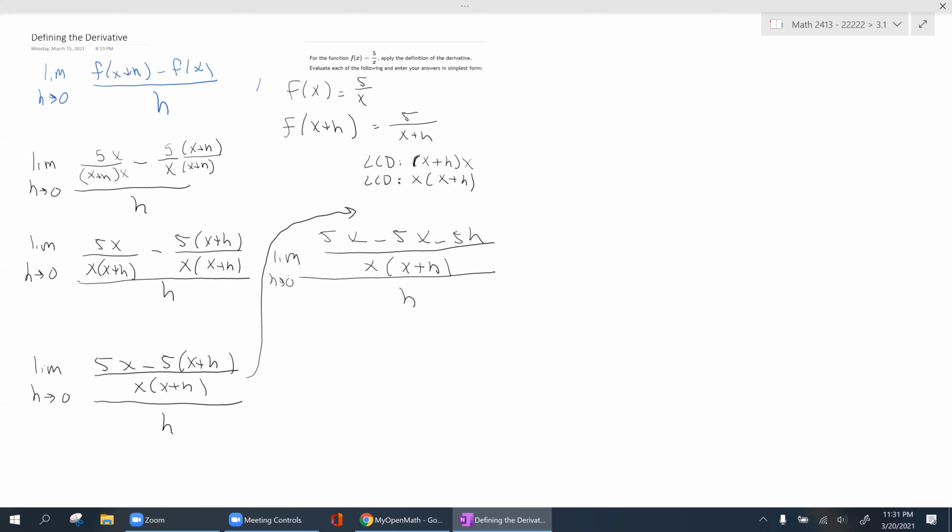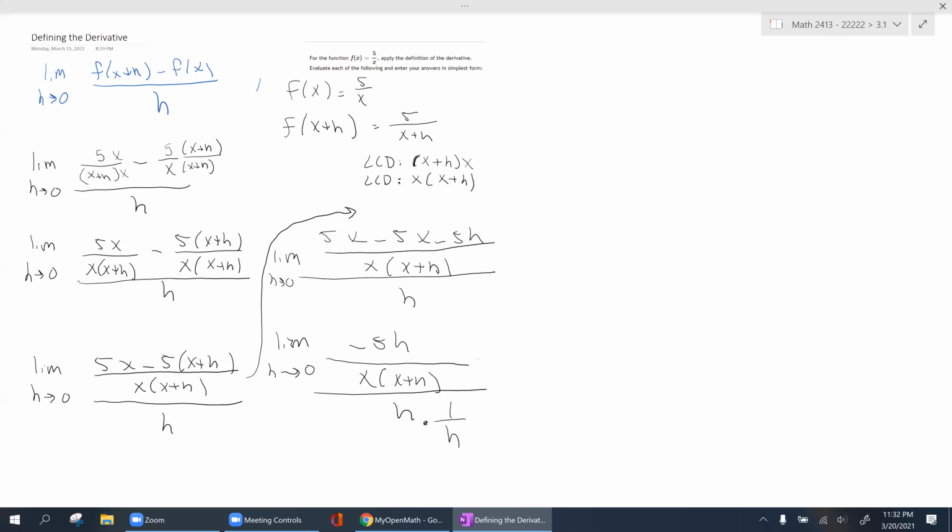We see that those 5x minus 5x cancels out. So I'm left with the limit as h approaches 0 of negative 5h all over x times x plus h all over h. And when you have a fraction on top, this is my top part, divided by something else, I don't want this one here. So what I'm going to go ahead and do is multiply by its reciprocal, which is 1 over h, so I can get rid of it.